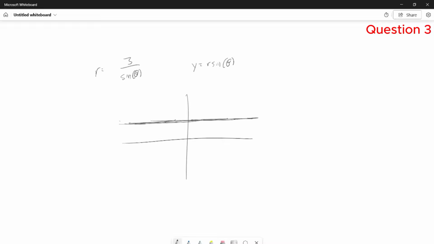would be a horizontal line. R sine theta would also be a horizontal line. Thus, if you move sine theta over, you get r sine theta is equal to 3. Thus, it is a horizontal line centered at y equals 3. That is the solution to this problem.